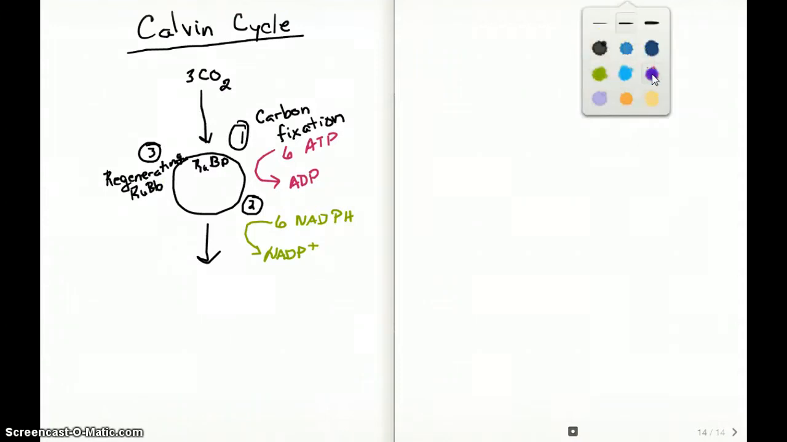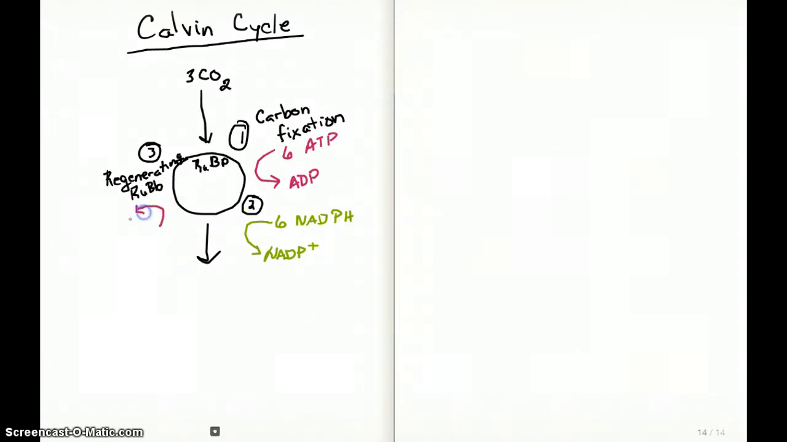And that requires a little bit extra ATP, which is why we're really glad that we can do cyclic and non-cyclic photophosphorylation, because we need 3 additional ATPs for this step.